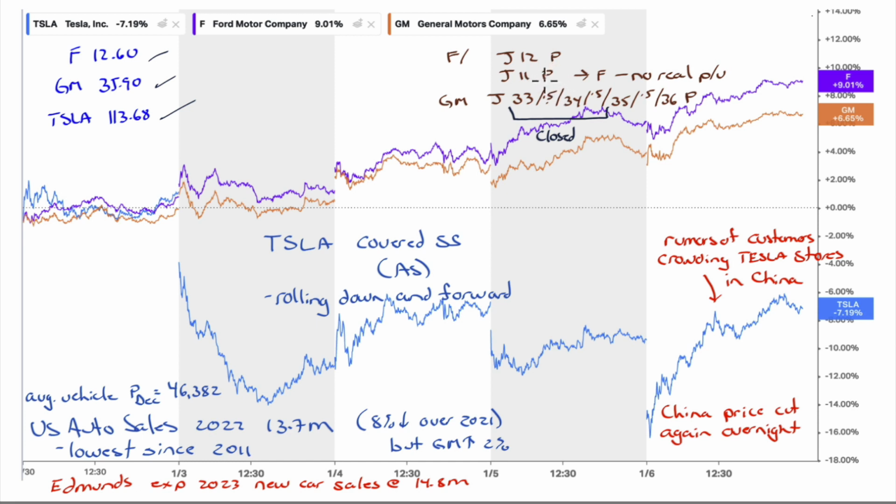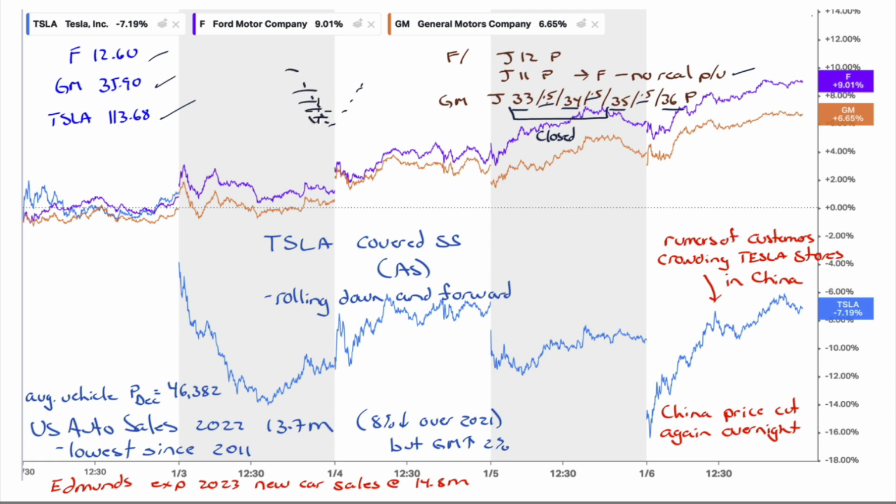I was looking to roll the 11s over to February. There's no real pickup in premium, so I'm just going to let them expire. GM, I had sold puts all the way down. I'd sold 36 puts. It kept dropping. I sold 35.50s, 35s, 34.50s, 34s, laddered, just kept laddering it all the way down. So as it was dropping, I was selling puts on the way down.